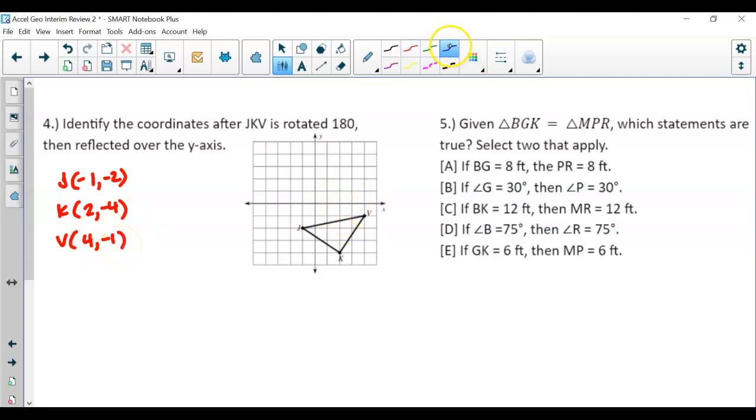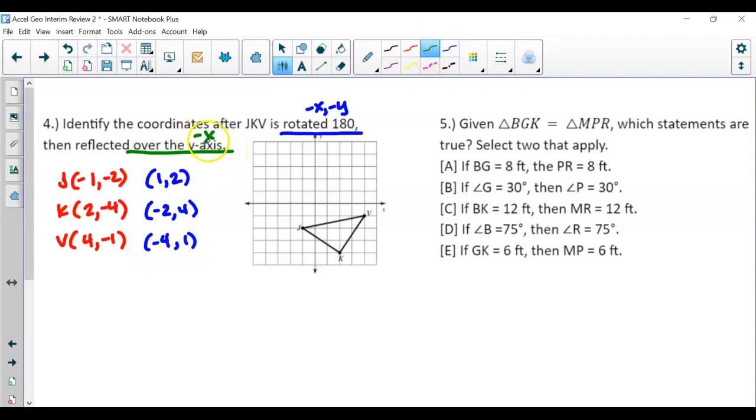So here we go. We're rotating 180 degrees, which means all we do is change the sign of both the x and the y coordinate. So now this becomes 1, 2, -2, 4, -4, 1. Then we reflect over the y-axis, which means we change the sign of only the x.